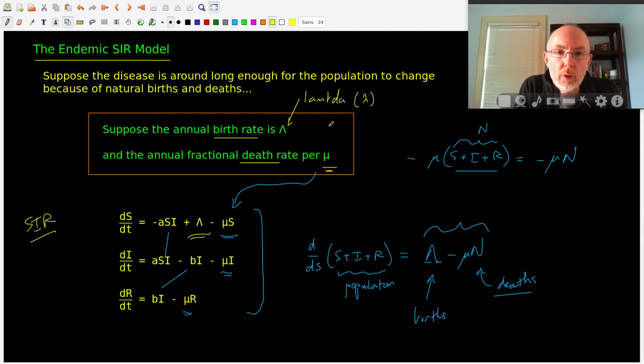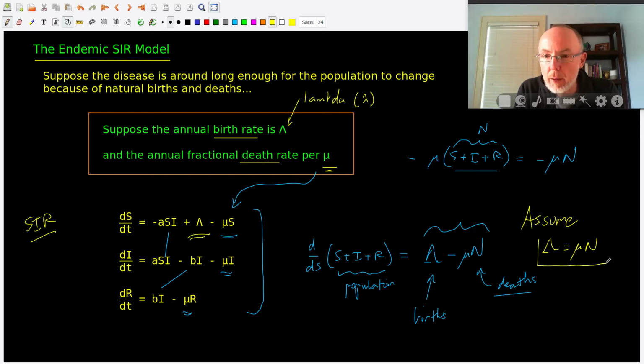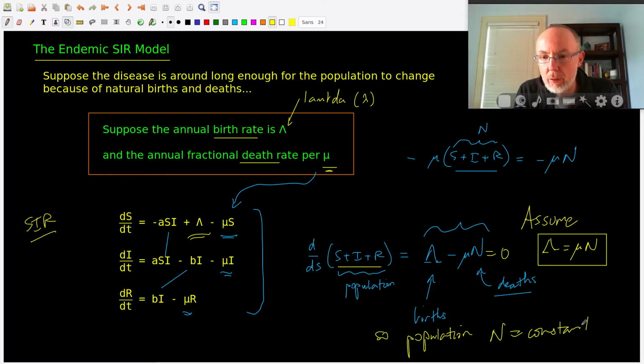What I'm going to assume is, for simplicity, because we like things to be simple, I'm going to assume that the total number of births exactly balances the total number of deaths, so that this is equal to 0, so that the population is constant, right? Because if the rate of change of S plus I plus R is 0, then the population N is equal to a constant value. And that's what I'm going to assume for simplicity. But that means taking a specific assumption about the birth rates, which is that they entirely balance the death rates.